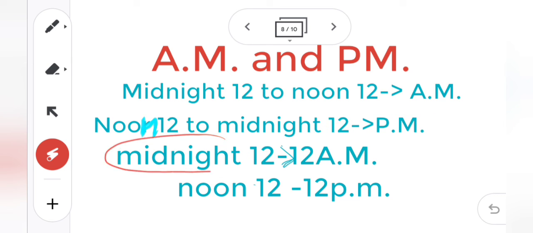When you mention the midnight 12 and noon 12, we have 12 o'clock coming twice. So you cannot just write 12 o'clock, as we will not know which 12 o'clock it is. So midnight 12 o'clock you have to write AM and the noon 12 you have to write PM.